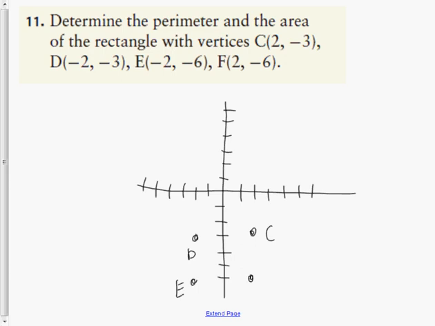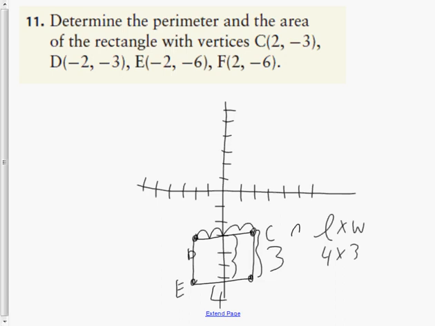Now the question says, what is the perimeter and area of this rectangle? Okay, so the first thing I need to do is figure out what the width is, this one here. And since this is 1, 2, 3, I know the width of my rectangle is going to be 3 units. The length of my rectangle is going to be 1, 2, 3, 4, 4 here. So the area of a rectangle, we use the formula length times width, or 4 times 3. And therefore the area of this rectangle will be 12 units squared.